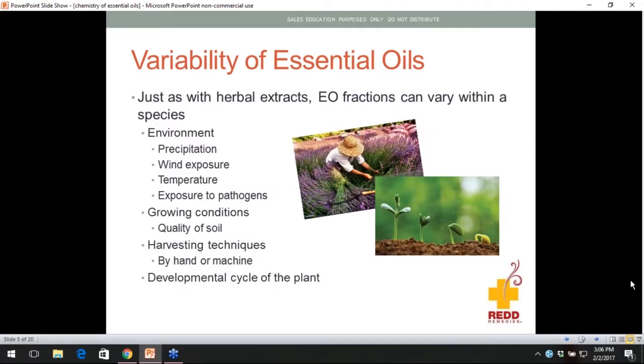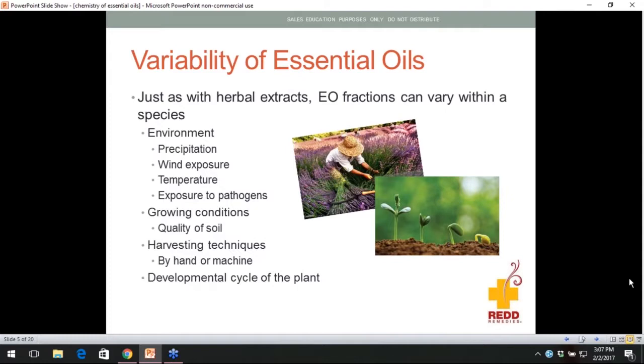So let's talk about the variability of essential oils. Just like with botanicals or an herbal extract, the essential oil fractions will vary within a species. And let's just remember for a second what essential oils do in the plant. They're there for defense. They're there for signaling. So their environment is really important when it comes to what essential oils they're going to make, the composition of those oils, and the amount.